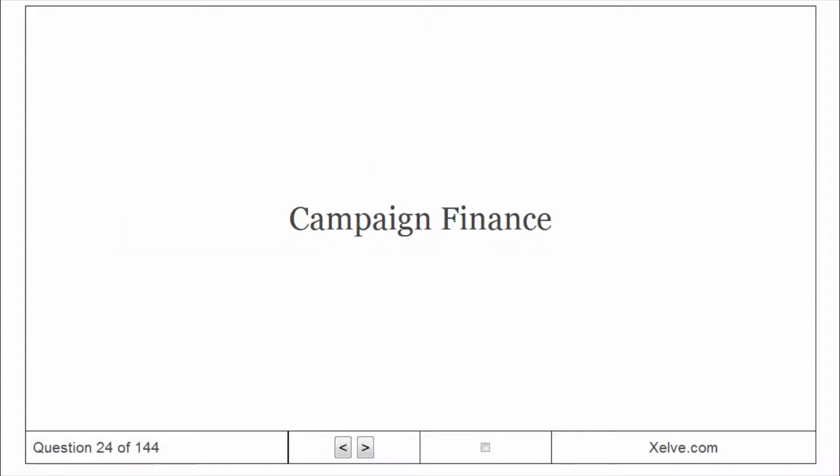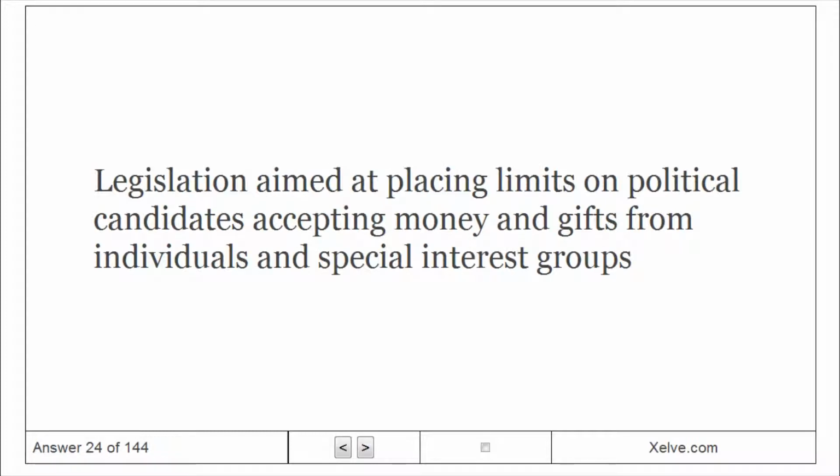Campaign finance. Legislation aimed at placing limits on political candidates accepting money and gifts from individuals and special interest groups.